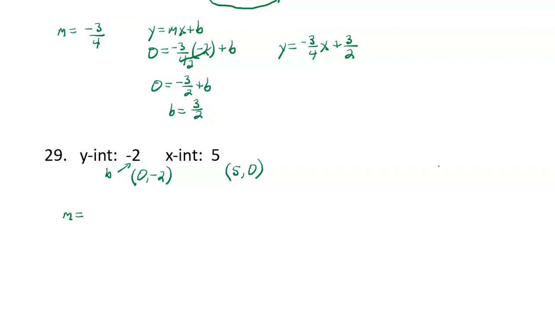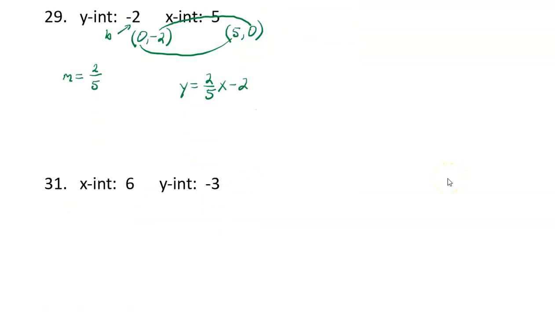So this question is really like the previous questions. To find the slope, how are the y coordinates changing? From negative 2 to 0, it's increased by 2. From 0 to 5, it increased by 5. So our answer is y equals 2/5 x minus 2.